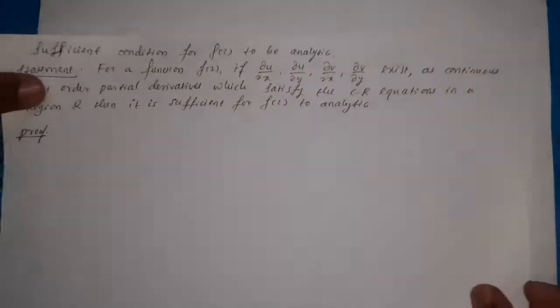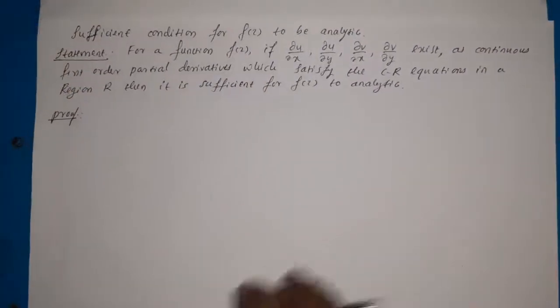So in the last class we have discussed the necessary condition for the function to be analytic, and now let us discuss the sufficient condition for analytic. In the necessary condition it is given that the function is analytic, then we have proved that it satisfies the CR equations. But here it is in reverse order, meaning given that CR equations are satisfied by the function f of z, then we need to prove that f of z is analytic.